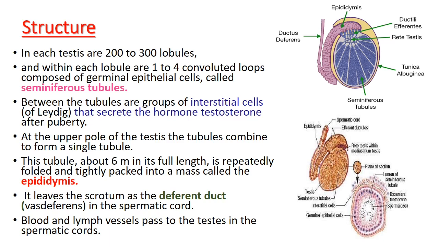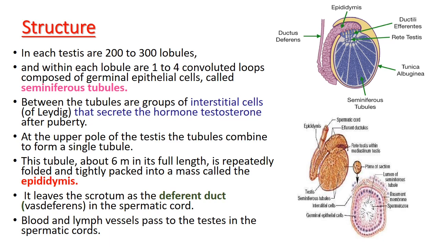In each lobe there are 1 to 4 convoluted loops which contain the epithelial cells, and they are called the seminiferous tubules. Between these tubules are groups of the interstitial cells that secrete the hormone testosterone. After puberty they secrete the hormone testosterone.